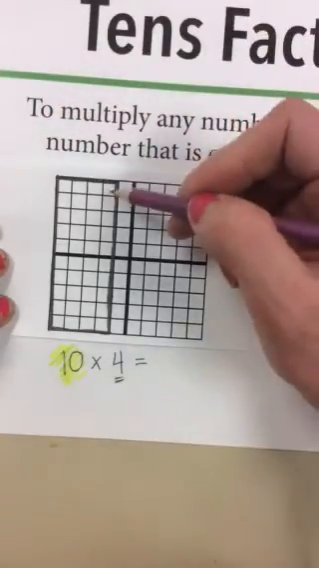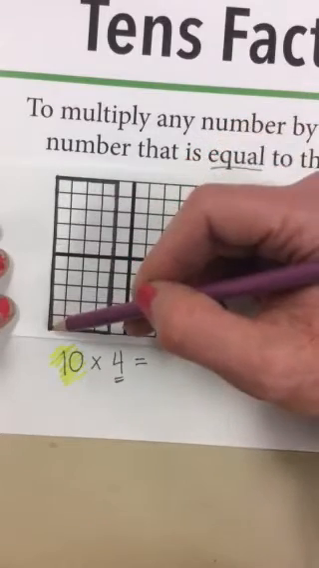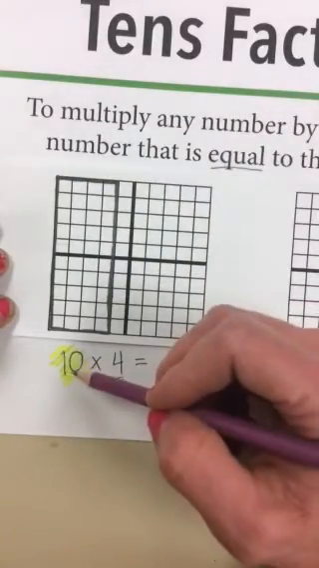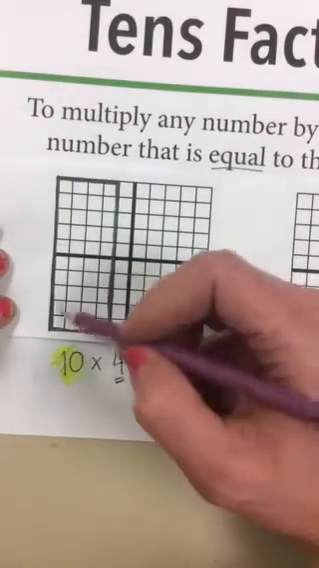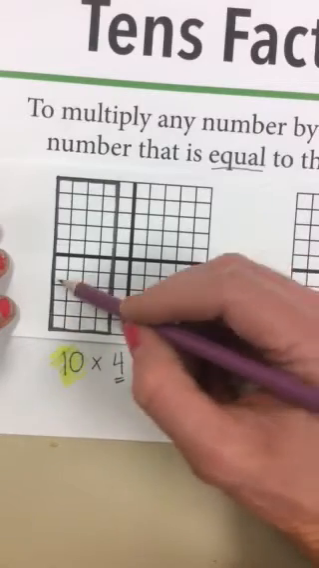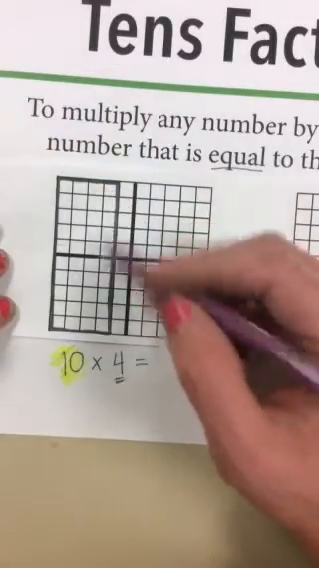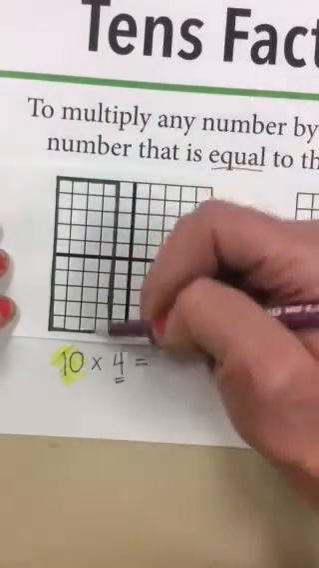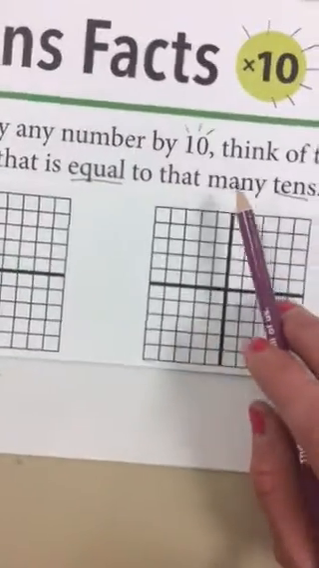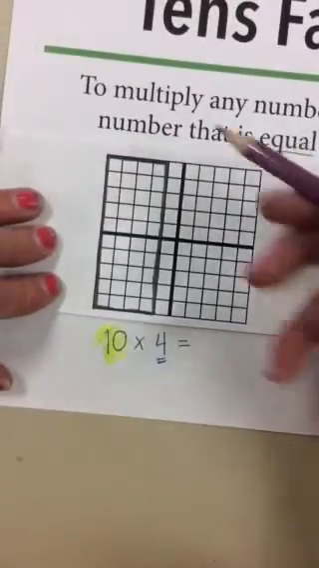So there I have my rectangular array of 10 rows by 4 columns. And you should be able to see 10 groups of 4. So there they are. There's a group of 4, group of 4, group of 4, and so on. 10 groups of 4. Okay, but the thing is, it said we need to think about it in terms of tens. So now we need to find a 10.